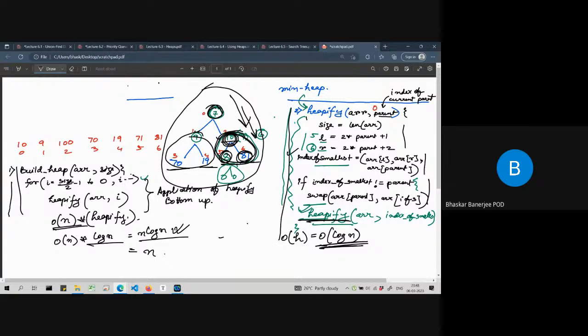Okay, at first, before saying that, let me tell you this. Heapify is not amortized analysis. Heapify is log n only. Build-heap is amortized analysis. Build-heap is amortized analysis, Heapify is normal. Heapify is log n only.